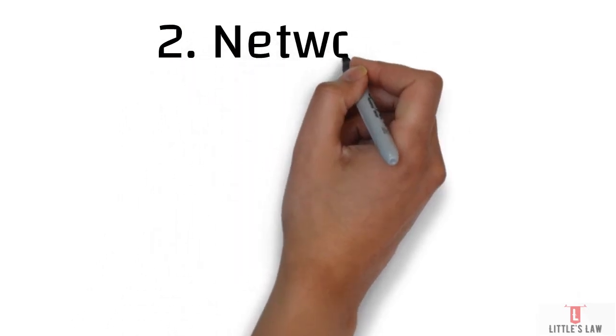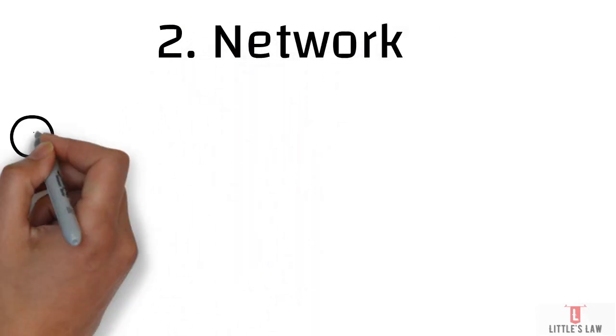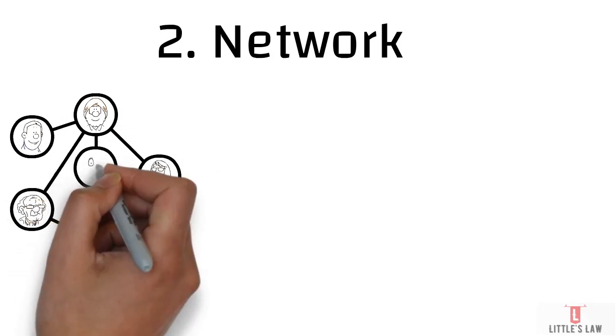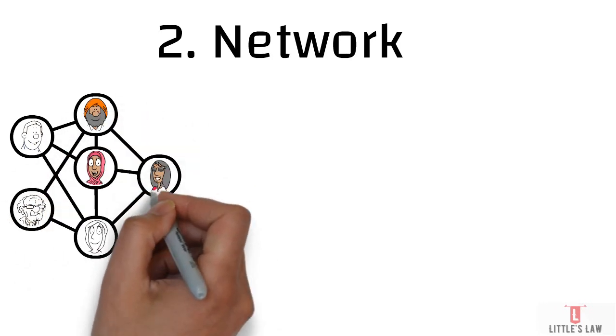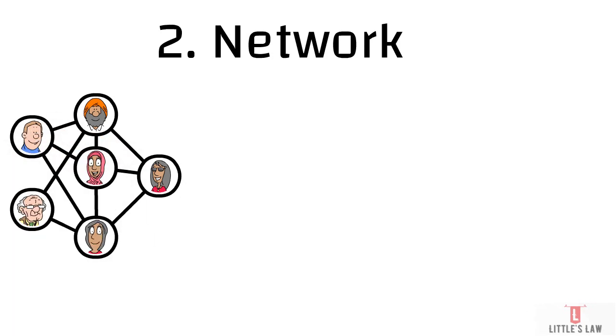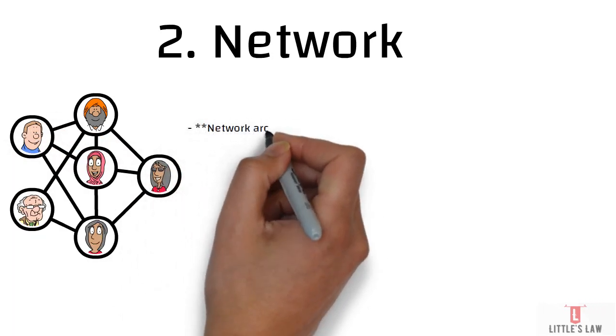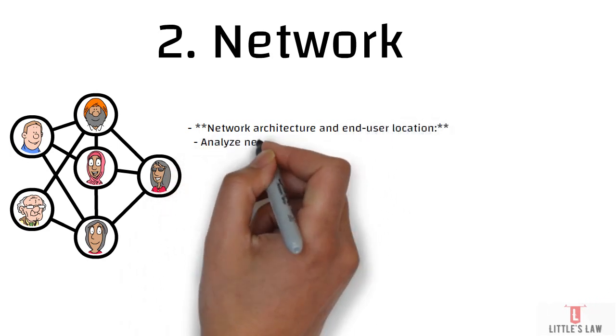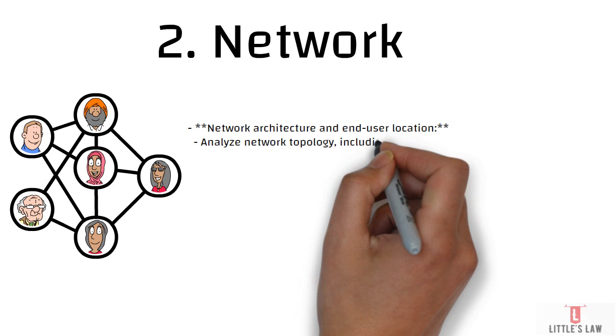And moving on to the second part, which is the network. So, the network architecture and the end user location are very critical because we have to analyze the network topology. So what type of network topology do they use or what has been implemented? Which includes the routers, the switches, and the network segments to mimic the production network setup.